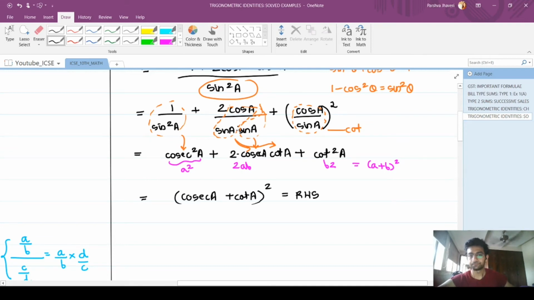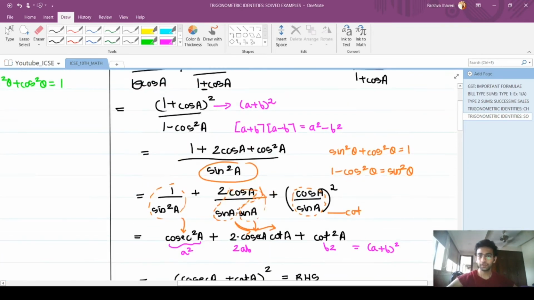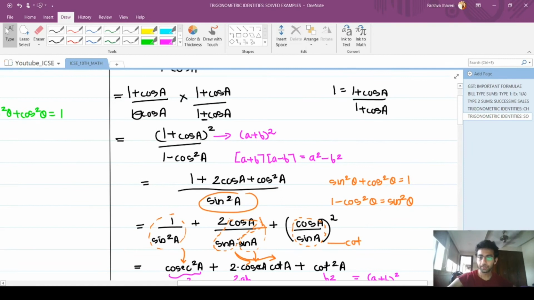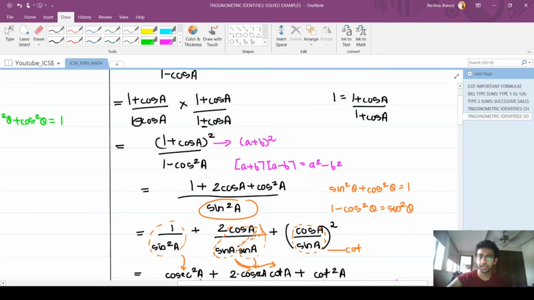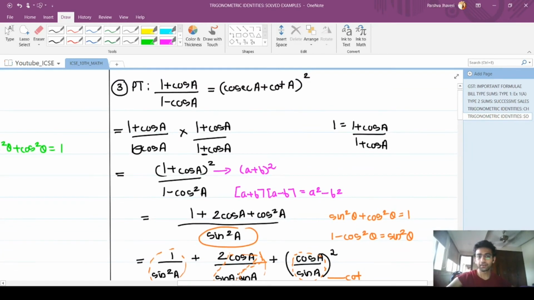Very simple sum. It's a good sum because we use multiple properties in it, but all you had to do was multiply by the conjugate of the denominator. If you didn't get this step, you wouldn't be able to do it.